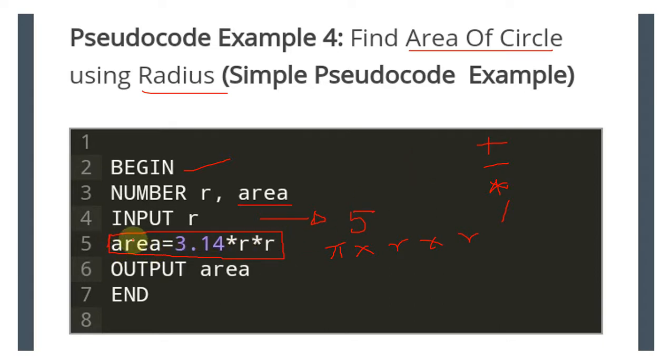After finding the area by using 3.14 into 5 into 5, 5 into 5 is nothing but 25, so 3.142 into 25 will be the area. Then after obtaining the value of area, we will display the area. Only this much is asked: find the area of a circle using the radius. Today we are going to learn a lot of examples with the pseudocode itself. This may be one, and we will see one more.